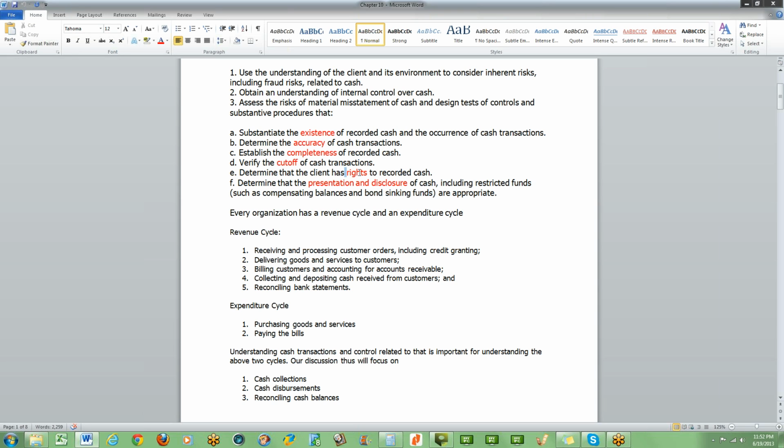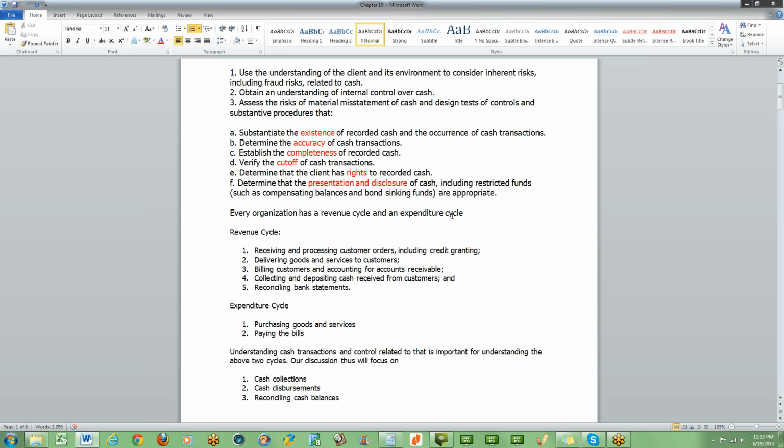The client has rights. That the clients do actually own this cash, and it's disclosed correctly. Any restricted funds are disclosed. Anything that needs to be disclosed is also disclosed. So every organization has a revenue cycle and an expenditure cycle. Cash in and cash out. This is what we are ascertaining, but to ascertain this, we need to understand the two cycles.